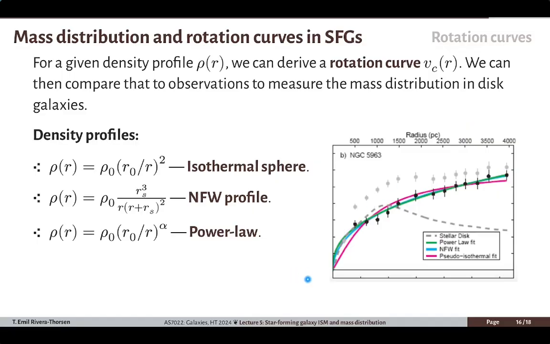Here we have the circular velocity profile of an actual real galaxy. And we can then overplot the theoretical rotation curves derived from these density profiles, and compare them to the real thing.